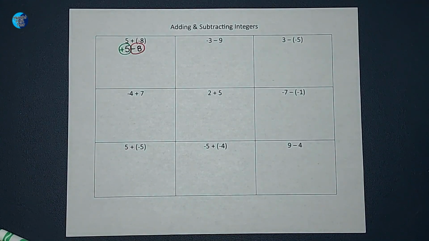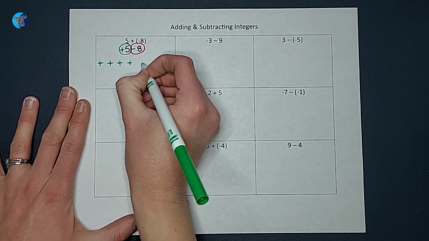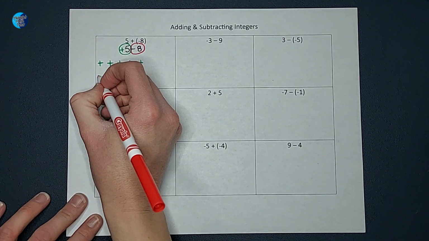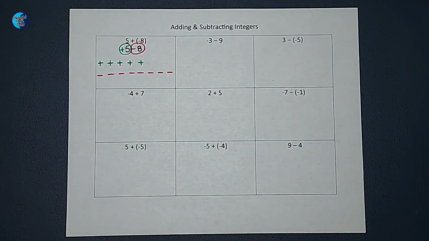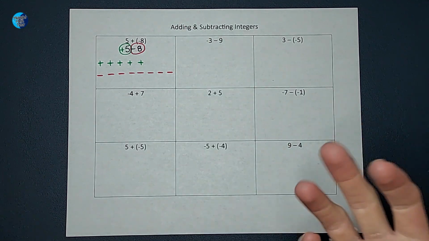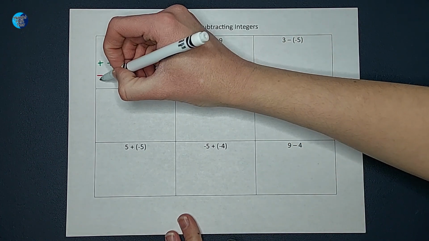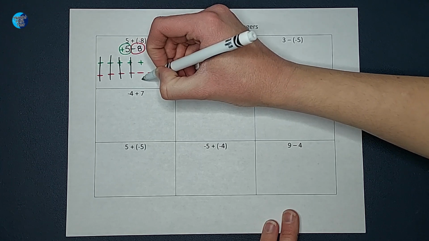Now I go ahead and actually draw these positives and negatives. So I'm going to draw 5 positives and 8 negatives. Okay. Now a positive and a negative cancel each other out. If I have 1 and I take away 1, that's 0. So guess what? This positive and negative cancel. This one, this one, this one, and this one.